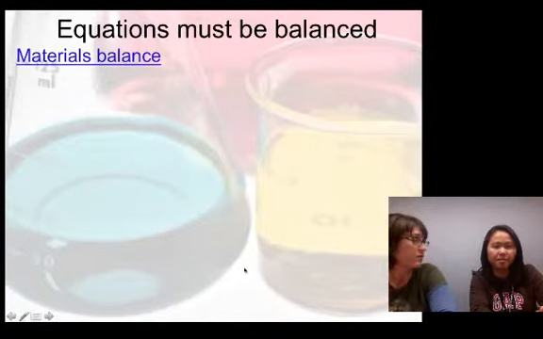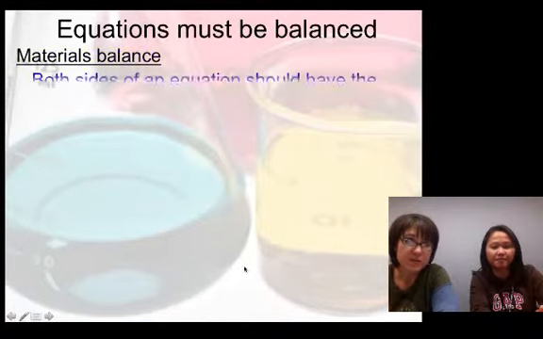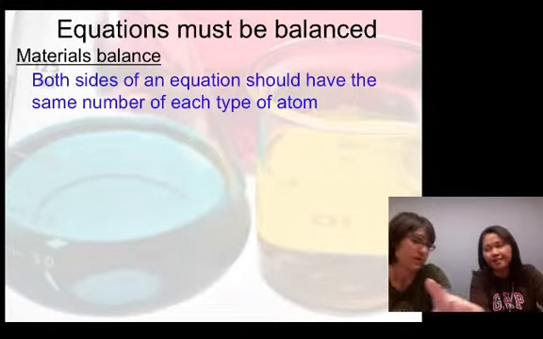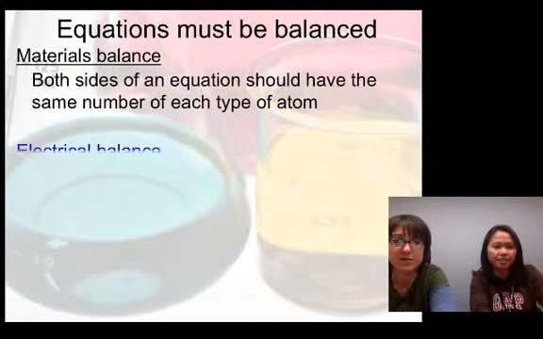Even net ionic equations. Exactly. So the materials have to balance. By this we mean the number of atoms have to be the same on both sides. So balance your equations first, and then you can start breaking them apart. It's easier that way, I promise.